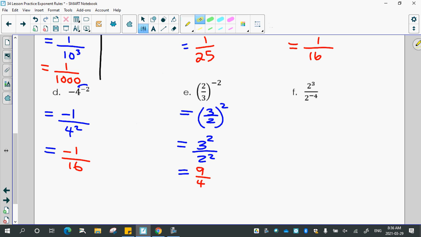Next one, again, we have the same base in the numerator and the denominator. It's a divide. So we're dividing powers with the same base. So the rule is going to be keep the base, subtract the exponents. 3 subtract -4. What does that end up being?